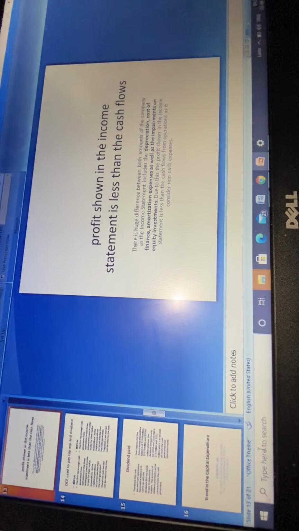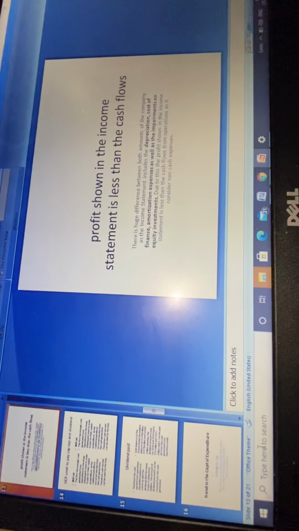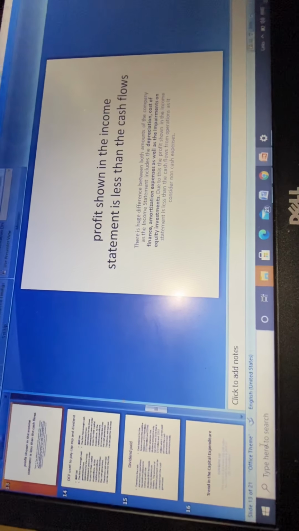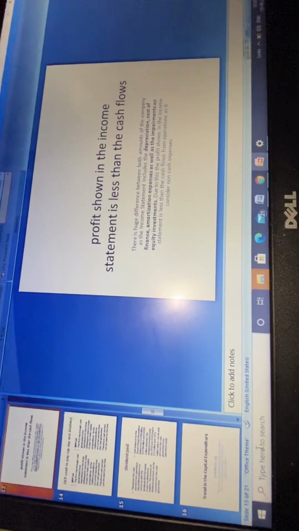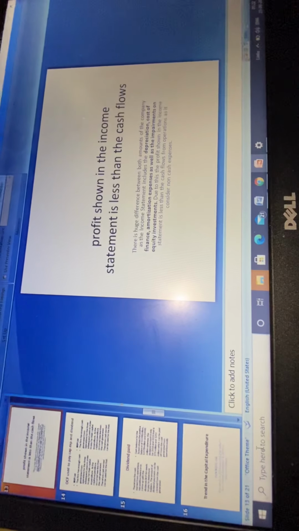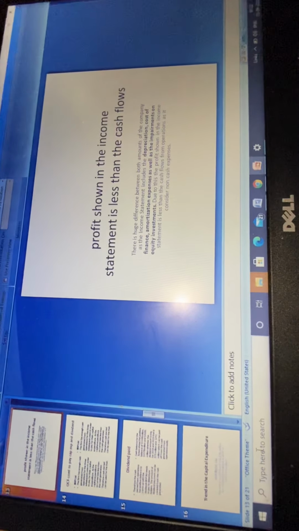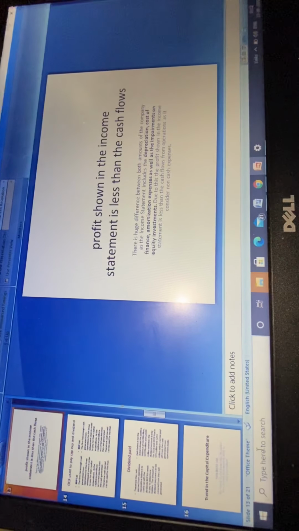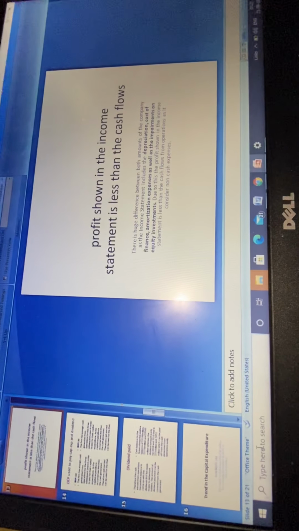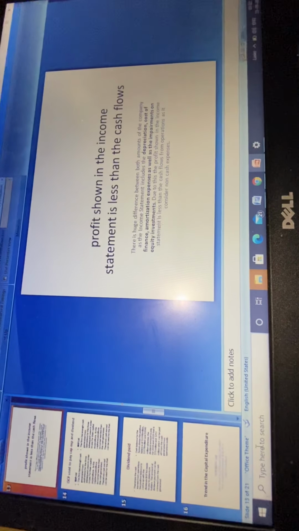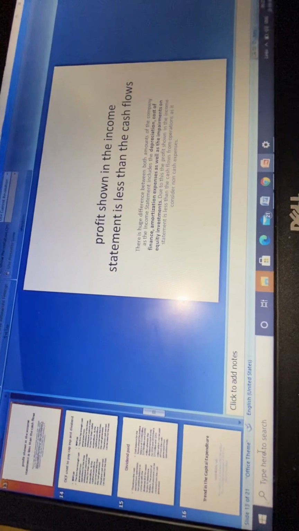So next is why the profit shown in the income statement is different from the cash flows. The profit we have just calculated in the income statement and the cash flow differ hugely, because in the cash flow statement we do not include the non-cash items, while in the income statement we include the non-cash items, that are the depreciation, cost of finance, amortization expenses, as well as the impairment on loss of equity investments.